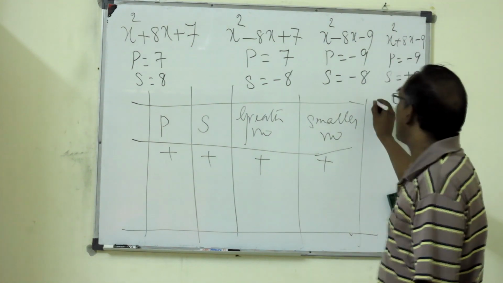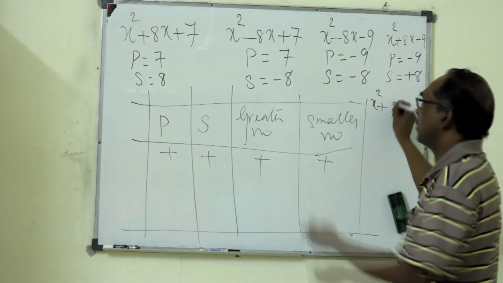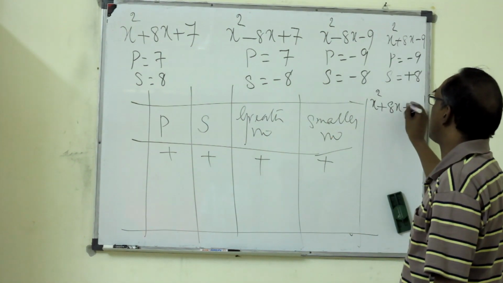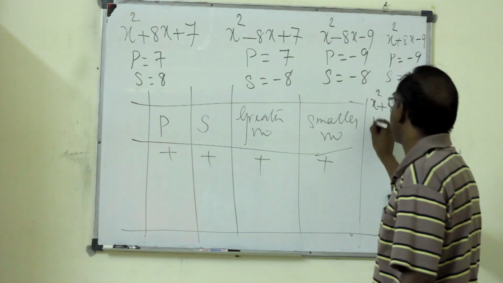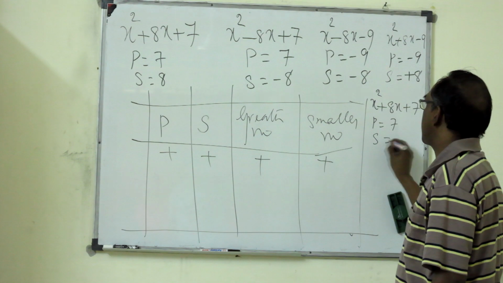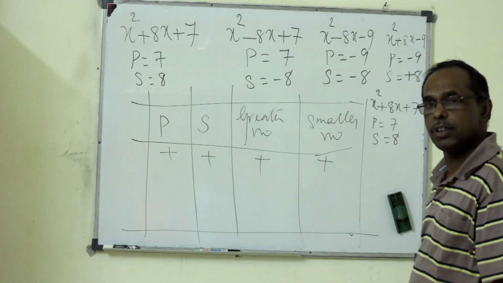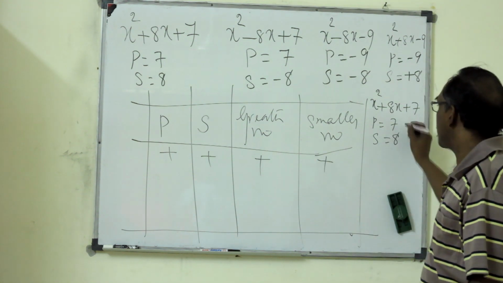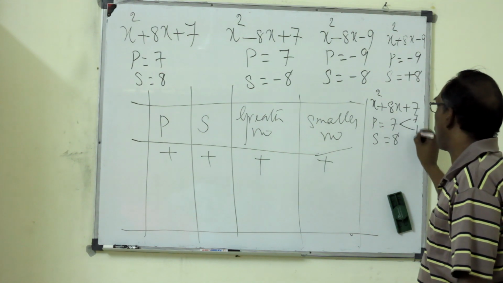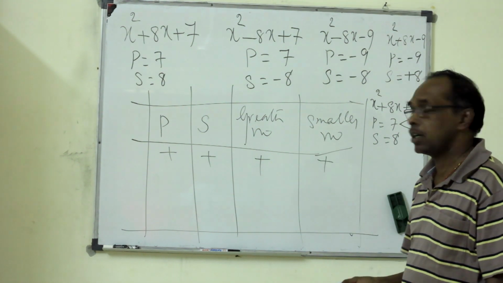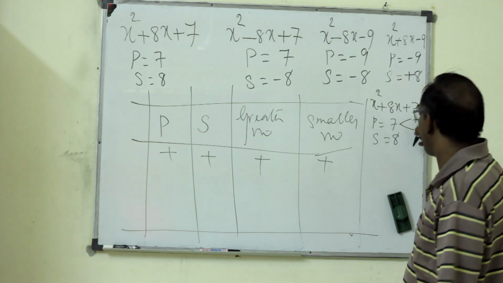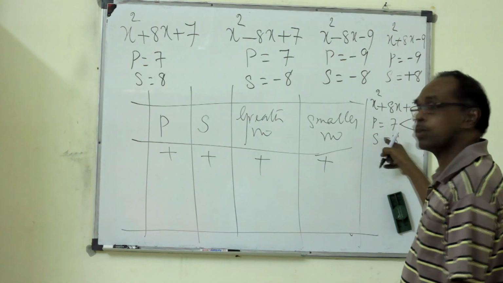Now again I will explain one more question, the same question, x square plus 8x plus 7. So here, product is positive, product is 7, sum is 8, that is also positive. So the numbers are what? 7 and 1. So greater number is plus and smaller number is also plus. 7 into 1 is equal to 7. 7 plus 1 is equal to 8.